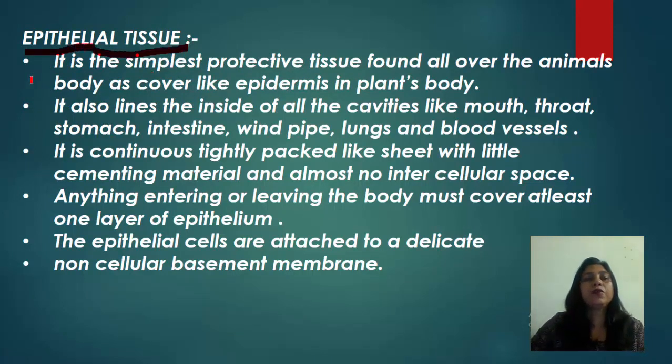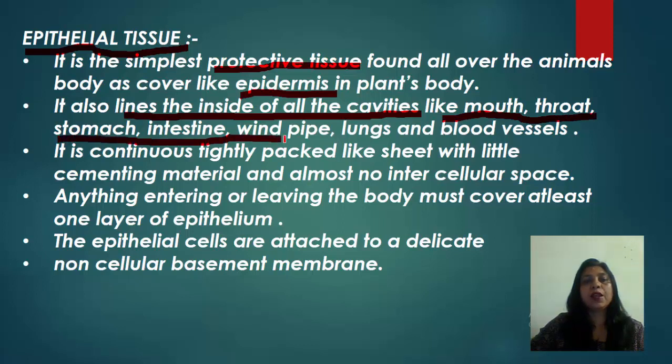What are the characteristics of the epithelial tissue? It is the simplest protective tissue found all over the animal's body as cover, like epidermis in a plant's body. As the outermost covering in a plant's body is epidermis, in the same way, epithelial tissue is the protective tissue found all over the animal's body. Second characteristic is that it also lines the inside of all the cavities like mouth, throat, stomach, intestine, windpipe, lungs and blood vessels.